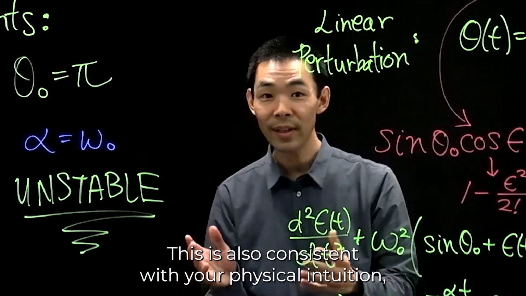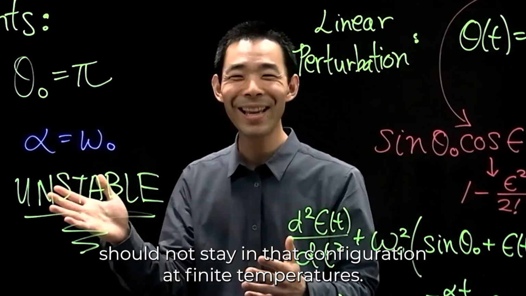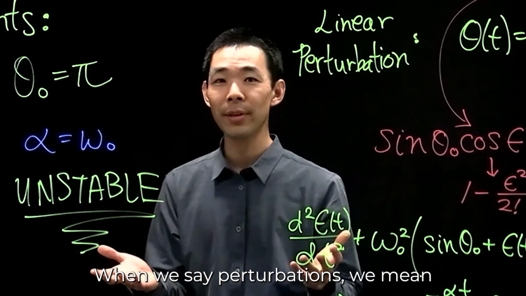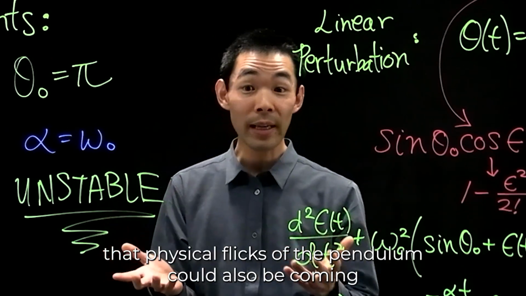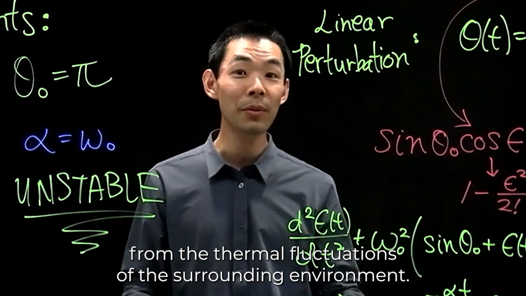This is also consistent with your physical intuition because an inverted pendulum should not stay in that configuration at finite temperatures. When we say perturbations, we mean that physical flicks of the pendulum could also be coming from the thermal fluctuations of the surrounding environment.